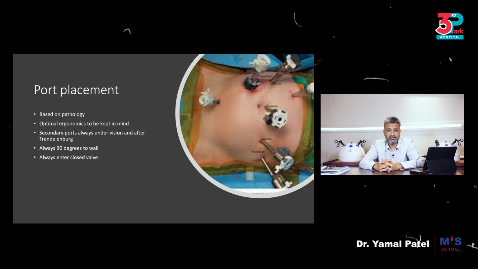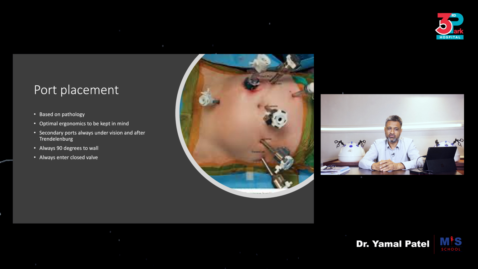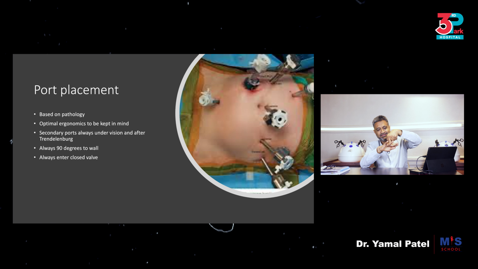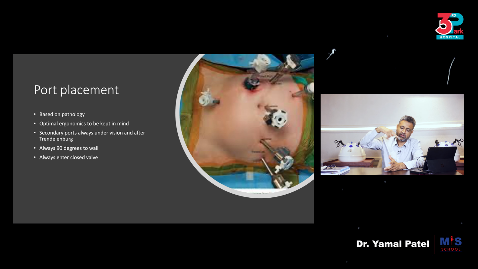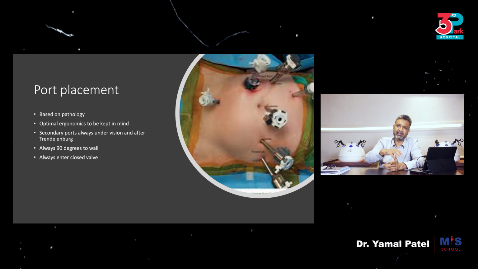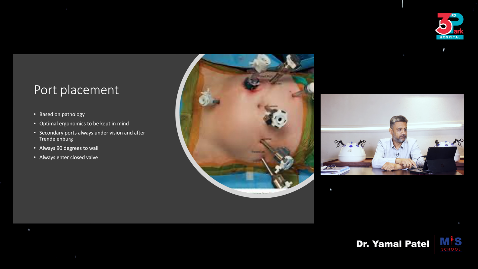Secondary ports are always done under vision and preferably only after Trendelenburg and with the valve closed, so that you don't have the gas leak out for the secondary ports. Always enter 90 degrees to the wall. Try not to go into the wall at an angle. So go 90 degrees to the wall, and when you have tenting, then you can direct it to the pelvis so that the port is free to move around as opposed to an angled entry. And as we've said, with a closed valve.